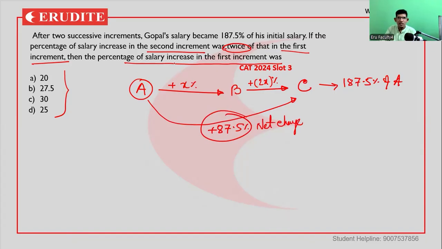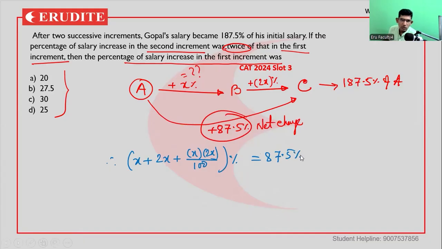So what is the percent increase in the first increment? That means I have to find the value of x. So we apply the direct formula for net increase, the successive increase formula. Net increase should be equal to x plus 2x plus x into 2x by 100%, and that must be equal to 87.5%. So what will the value of x be? Now you see, if I want to solve it, it will become a quadratic equation, which is going to be very clumsy. So what should we do? What's the simpler, faster way? The faster way would be to check from the options.